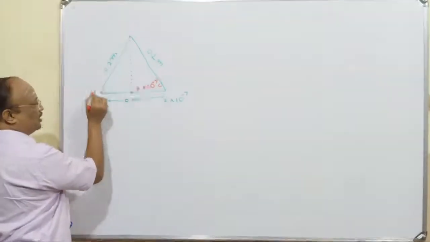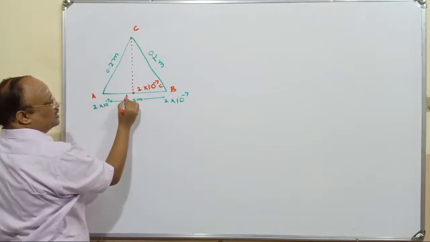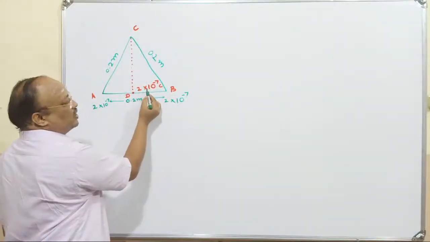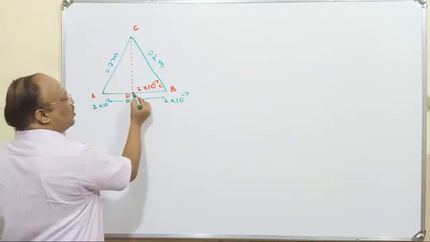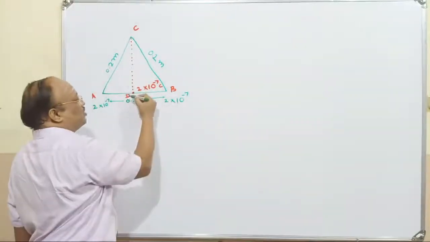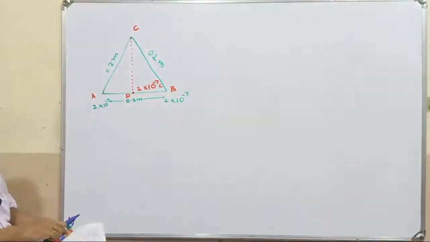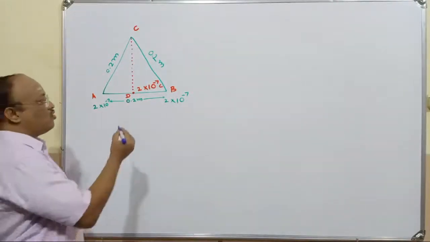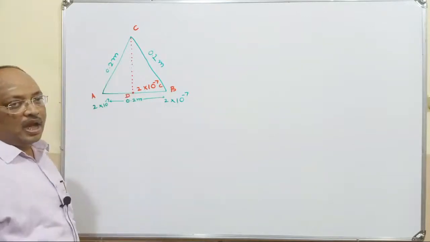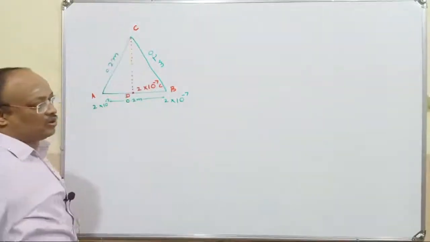If I say this as A, this as B, this as C, let us consider this as D. So, a test charge 2 into 10 to the power of minus 7 coulomb is moved from D to C, and they are asking us to find what amount of work is to be done to move it from D to C. So for that, as you know, we have to find out the potential at D due to A and B, and also the potential at C due to A and B.